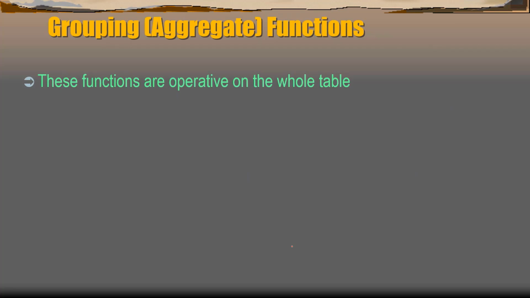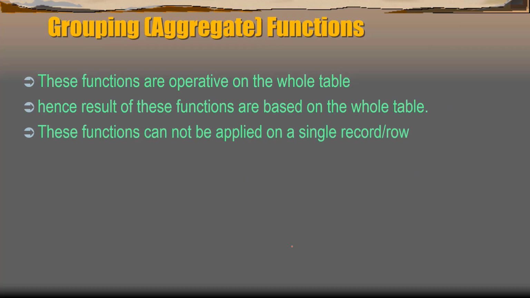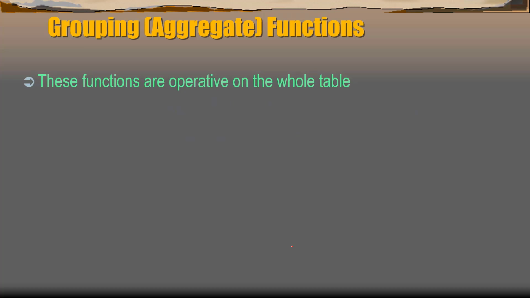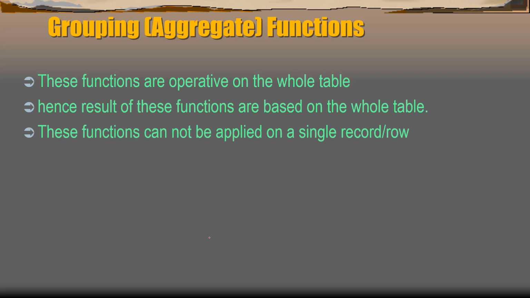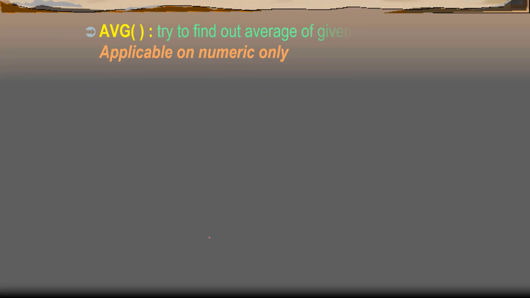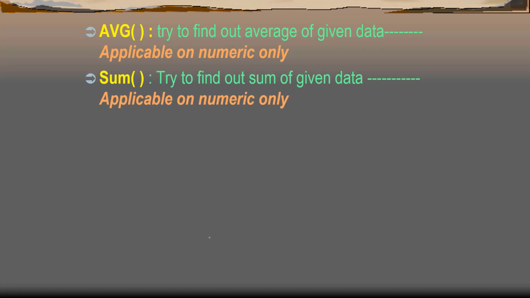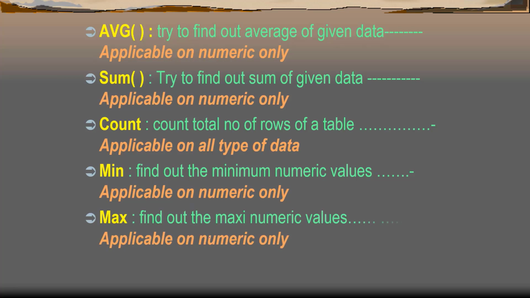Some aggregate functions which are used: we can see these functions are operative on the whole table, that is, they can be applied on the whole table or groups of tuples. These functions cannot be applied on a single row or record. For example, AVG, sum, count, min, max.